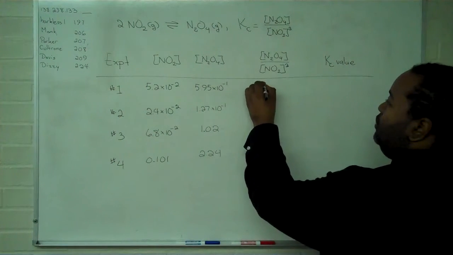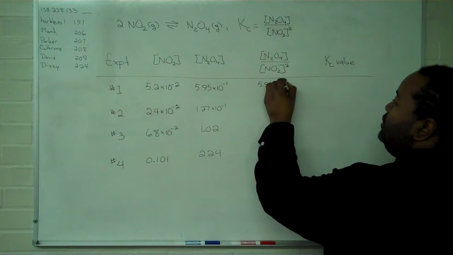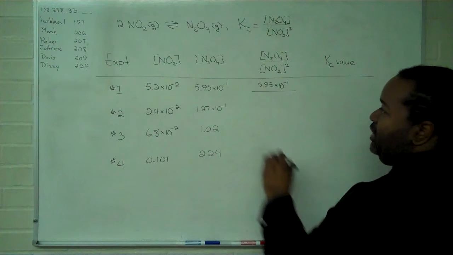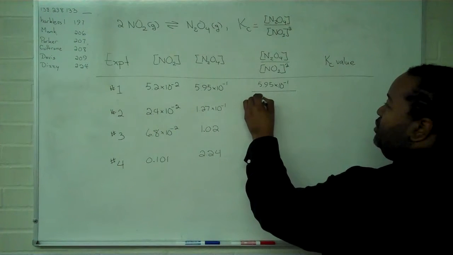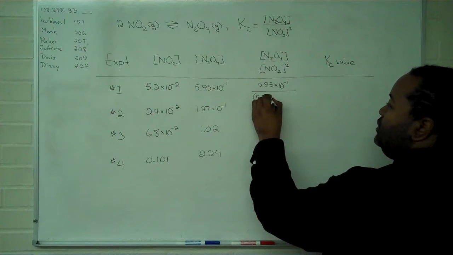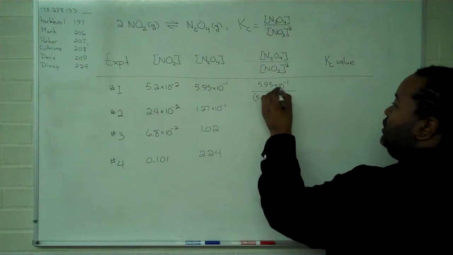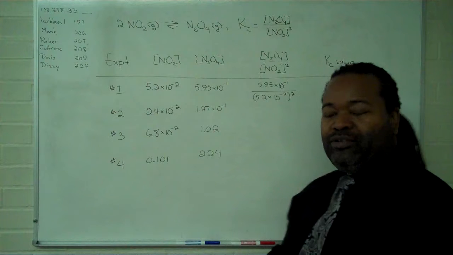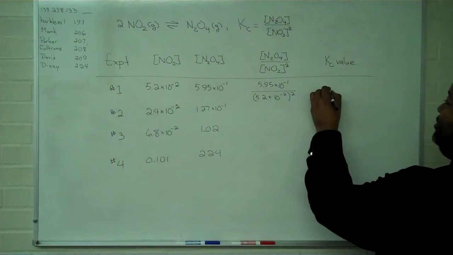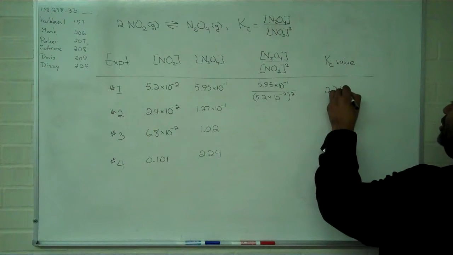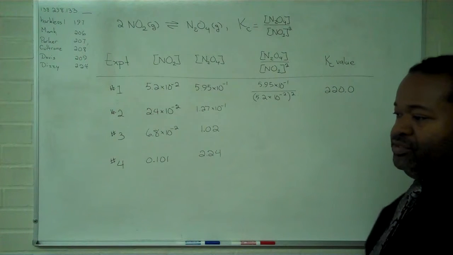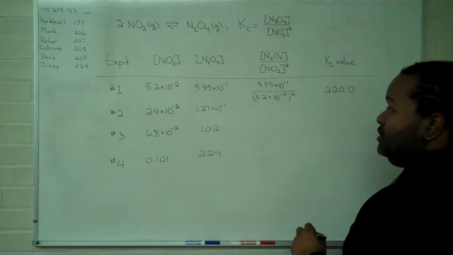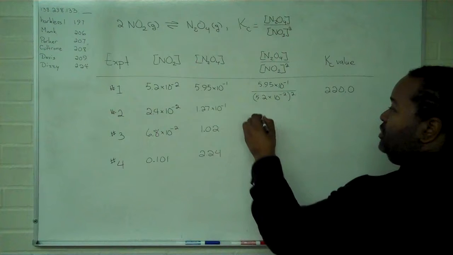And so we have 5.95 times 10 to the negative 1 divided by the square of our NO2 concentration, 5.2 times 10 to the minus 2. So with a little bit of calculator magic, I already know in advance that the answer is 220.0. And we'll do the same thing for all of the rest of these.